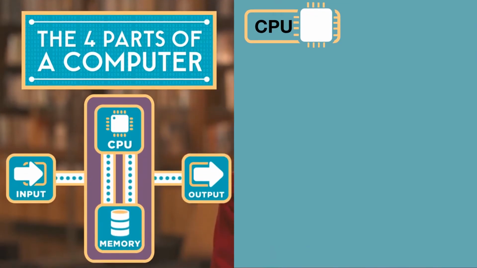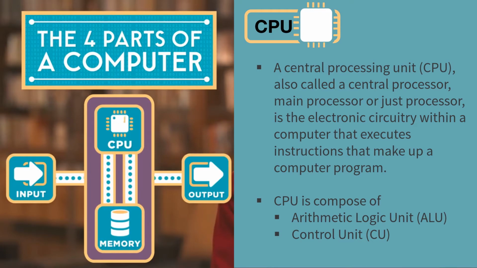So next we have the CPU. This is the brain of the computer. A central processing unit, or CPU, also called a central processor, main processor, or just a processor, is the electronic circuitry within a computer that executes instructions that make up a computer program. It gives tasks logically, arithmetically, and controls the whole set of the system, serving as the brain of the computer. CPU is composed of two major components, the arithmetic logic unit and the control unit. We're going to explain the two in the later part of our discussion.